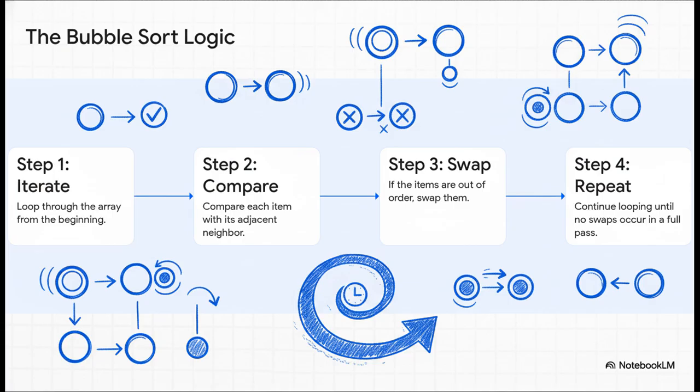We need an outer loop that says, okay, let's start a new pass, and then an inner loop that does the real work of going down the line, comparing neighbor to neighbor, and swapping them. And we just keep making these full passes until we have one perfect pass where we don't need to swap anything at all. That's our green light. It tells us the job is done.